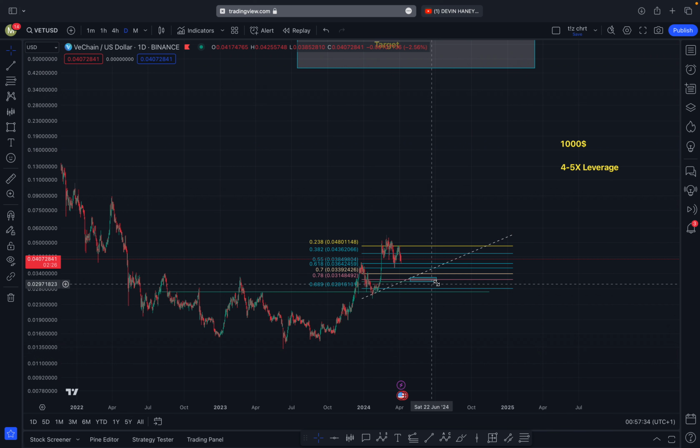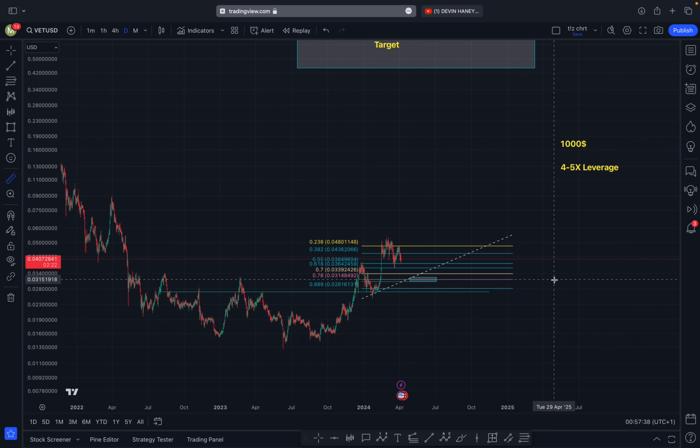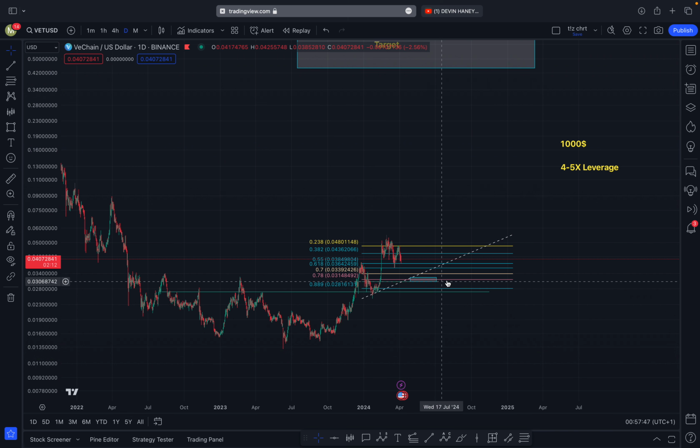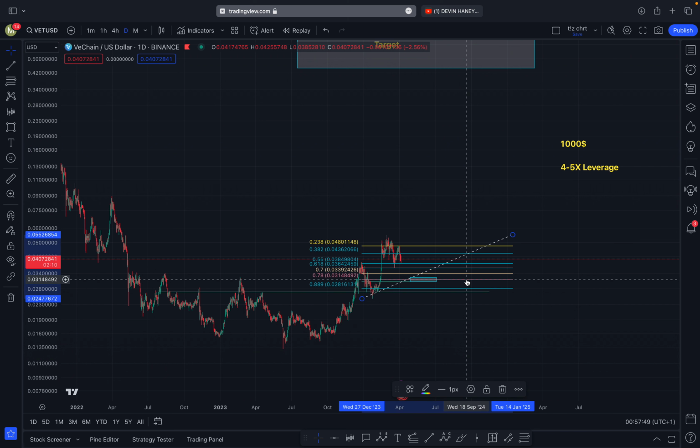By all means, if you want to really play it safe, you can use 4x leverage, and you're going to use basically 25% as the possibility to drop down. That is a very safe setup, a very safe trade. So this is now our target area, okay guys?